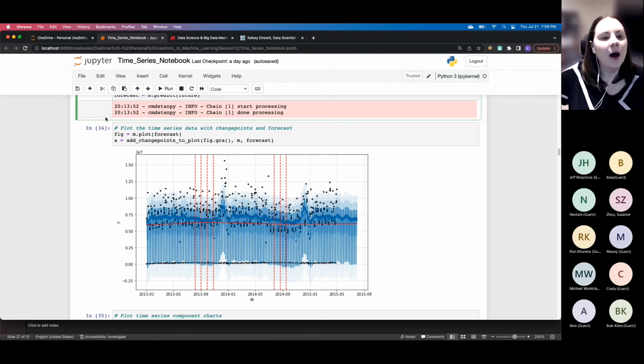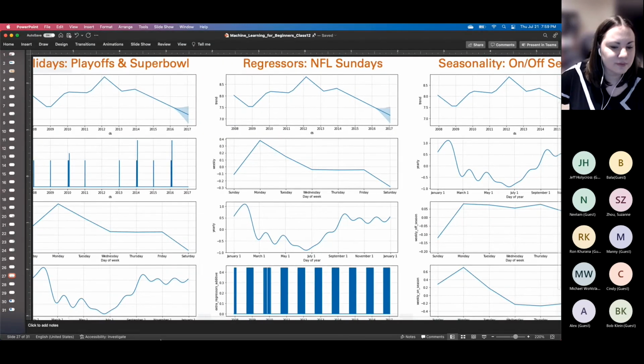So this shows a plot of this particular data set. We can see those oscillations. It also shows the confidence intervals around them. And you see here that there are change points.